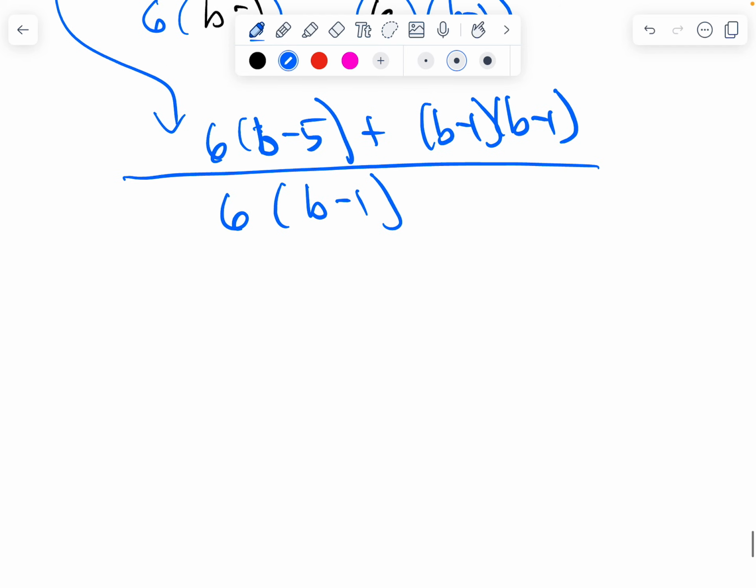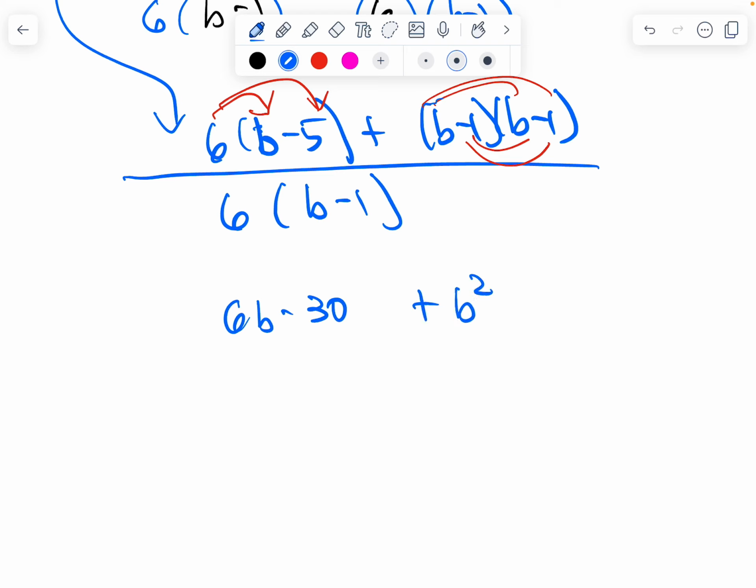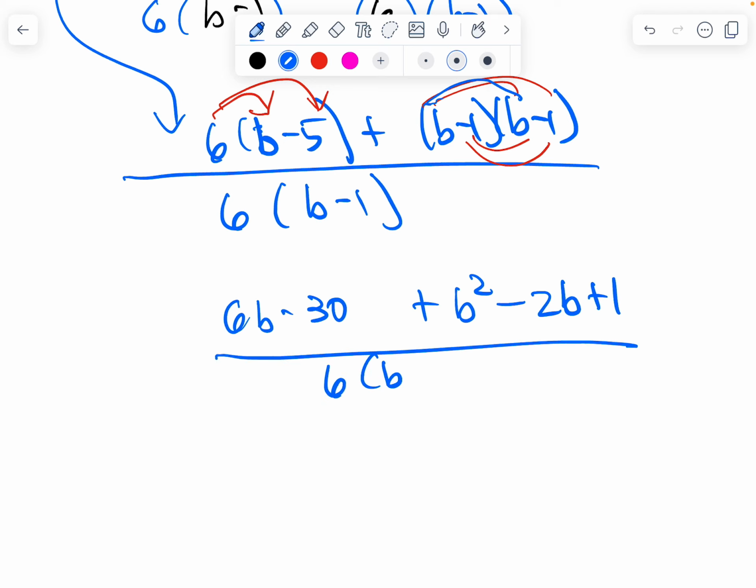Now we are not done. We have to use the distributive property, get rid of these parentheses, because only when the parentheses are gone can we start to combine like terms and see if it simplifies any further. So using the distributive property, on the top we have 6b minus 30. Right here we have b squared, which is this guy. We have minus 1b, minus 1b, minus 2b, plus 1. All of that over 6 parentheses b minus 1.